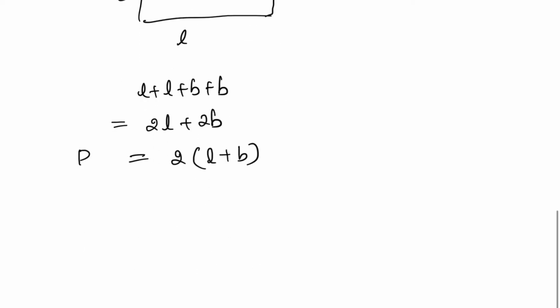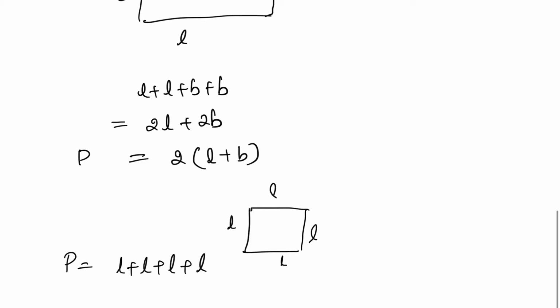Now coming to the perimeter of a square. You know that all the sides of a square are equal. So how will you find the perimeter? Perimeter will be L plus L plus L plus L, that is equal to 4 into side. So each side of a square will be equal to perimeter by 4. Hope it's clear, children.